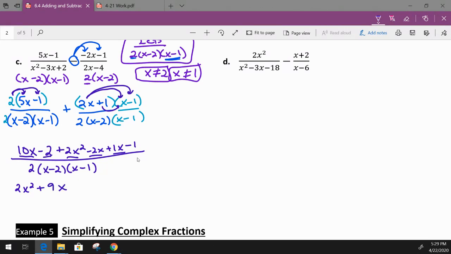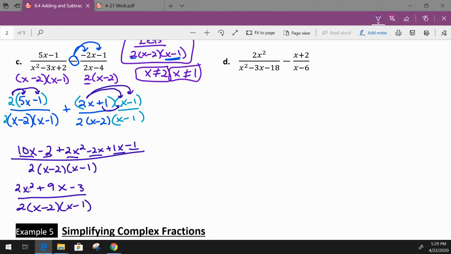And then you've got negative 2 minus 1, which is negative 3. In the denominator, we still have that 2x minus 2 and x minus 1. So once again, we now need to ask ourselves, can we reduce this anymore? Basically, looking at your numerator, can you factor this trinomial?